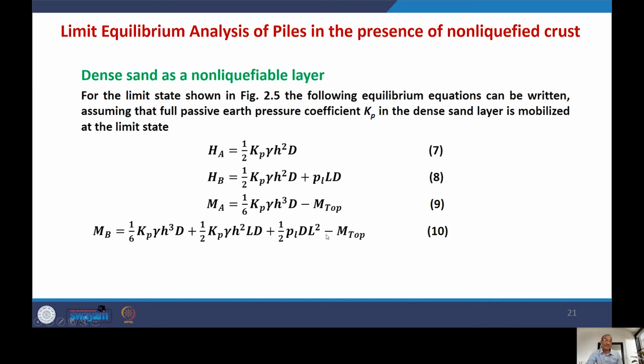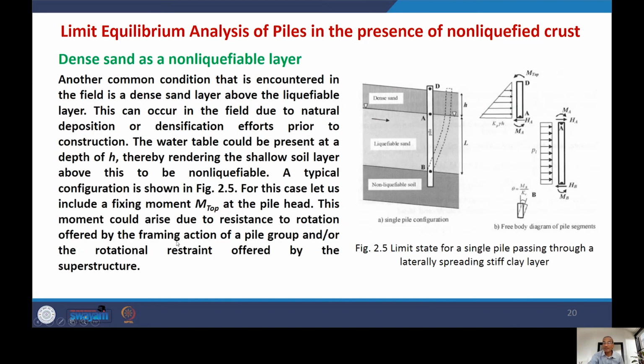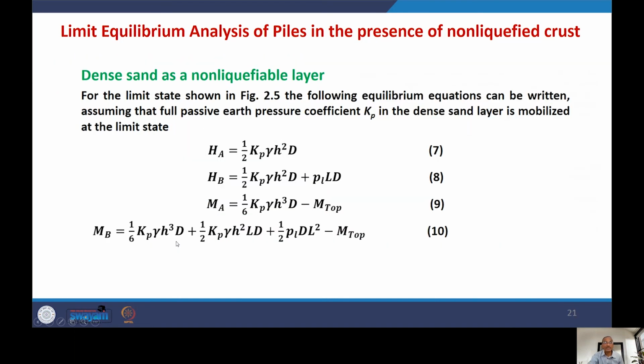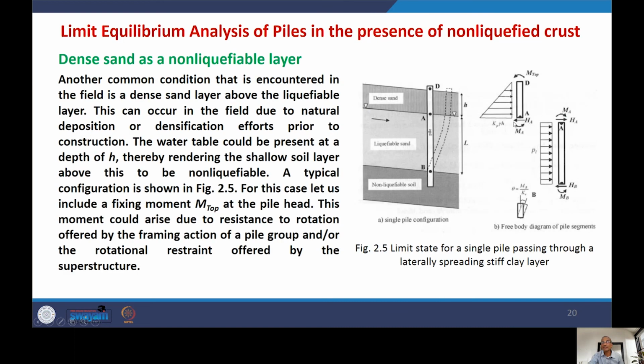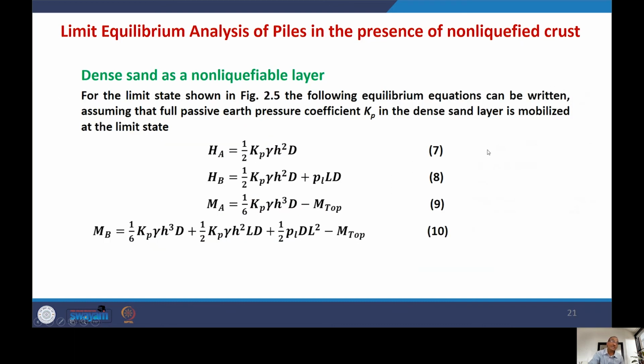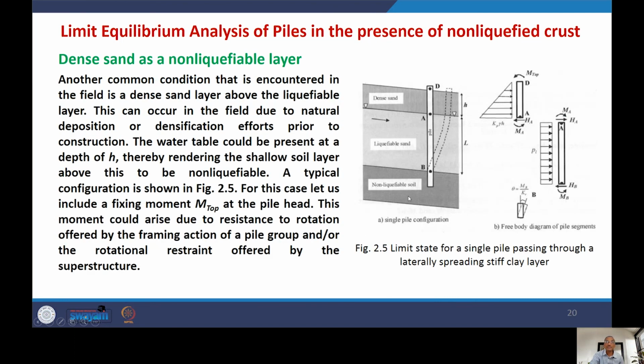Similarly, MA is given from this relation: half Kp gamma H cubed D minus M top. M top is already defined. And MB, for the case at point B, is calculated from equation number 10. In this case also, M top is defined already; that is the moment at the top of the pile. So this was the case when you have dense sand as a non-liquefiable layer on top of a liquefiable soil layer, with the pile passing through the non-liquefiable soil, the dense sand.